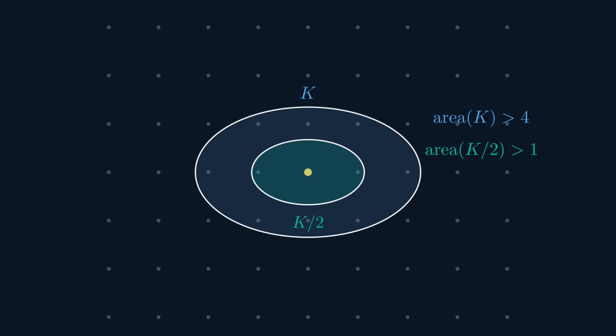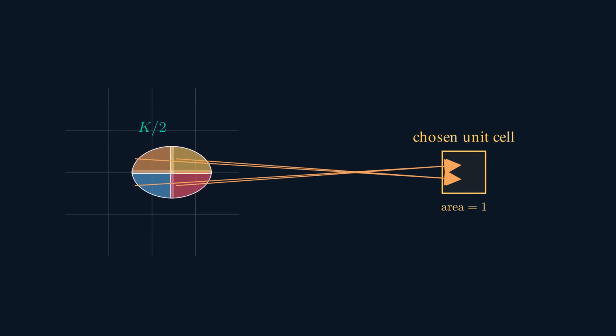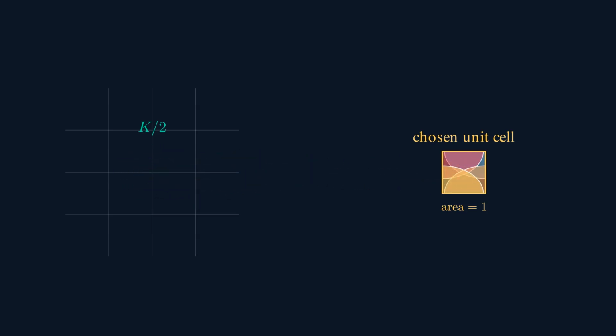Areas scale by the square, so area bigger than 4 becomes area bigger than 1, and 1 is exactly the area of one lattice cell. Now cut K over 2 by the unit grid. Every piece sits in some lattice cell. Translate each piece by an integer vector until all of them land inside one chosen unit square. Nothing has changed except position. We have repacked the same set into a single cell.